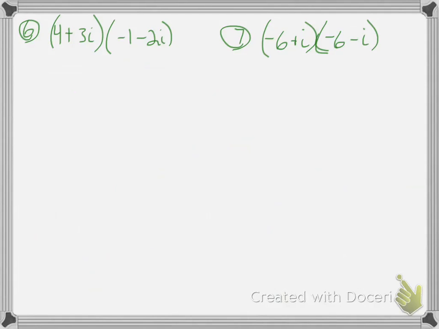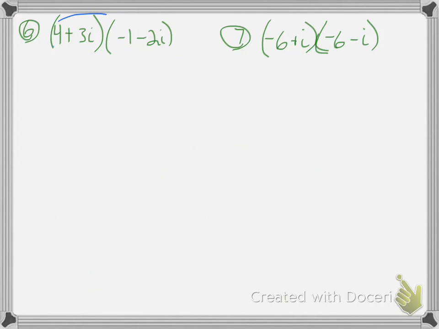So here I'm still multiplying complex numbers, but in this one I have two binomials being multiplied. And if you remember, when you multiply binomials, you need to distribute twice. Like first distribute the 4 into this binomial and then distribute the 3 into the binomial. Or you might remember it as FOIL. Your first, outer, inner, last.